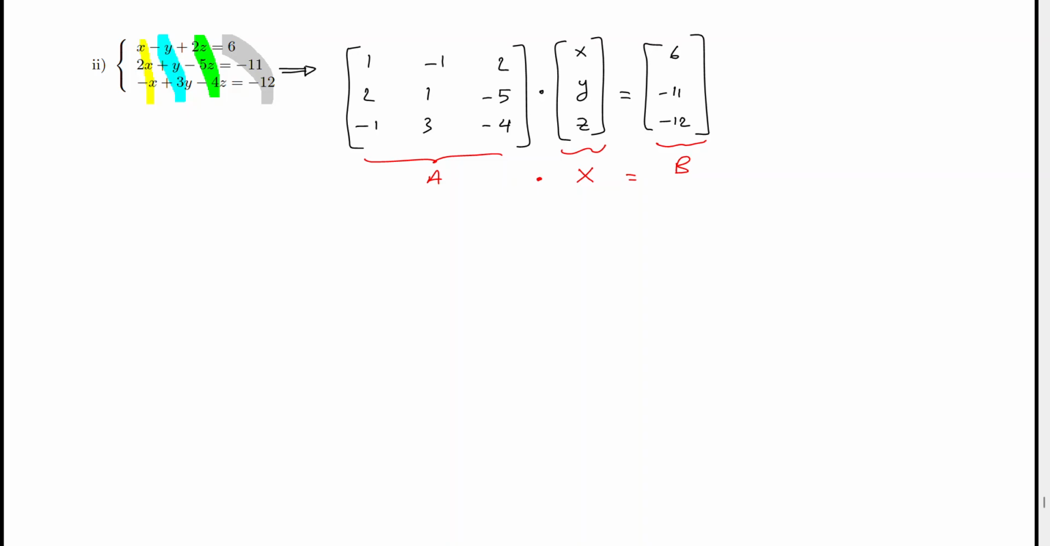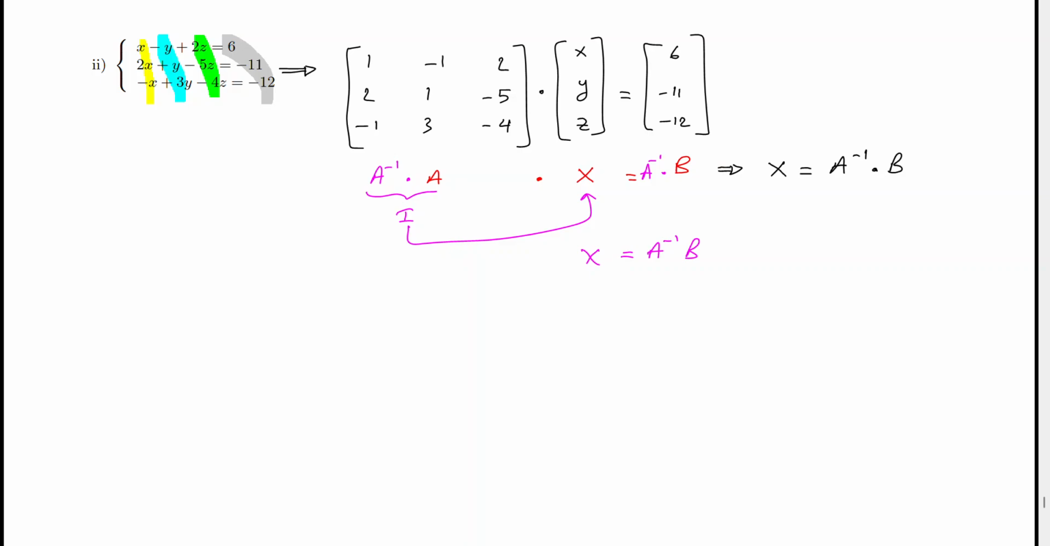In algebra, we would divide by A, but in this world, there's no such thing as division of two matrices. So what we do is we multiply on the left side by A inverse. And whatever you do on one side, you're supposed to do the same thing on the other side. This turns into an I matrix, the identity, and identity times X is just going to be X, and it's going to be A inverse B. So in other terms, to solve the problem, all I have to do is multiply A inverse on the left with the matrix B on the right.